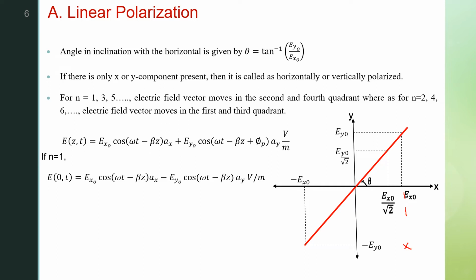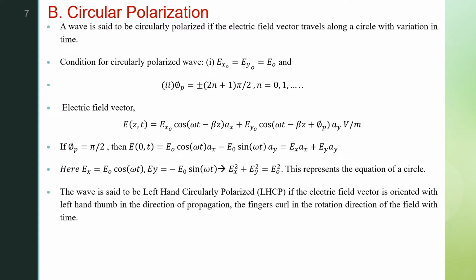Similarly, if you plot it for different time instances, you will get to know that if n is equal to 1, 3, 5, the electric field vector will move in the second and fourth quadrant. Whereas if n is equal to 0, 2, 4, etc., the electric field vector will move in the first and third quadrant. So the next category is circular polarization.